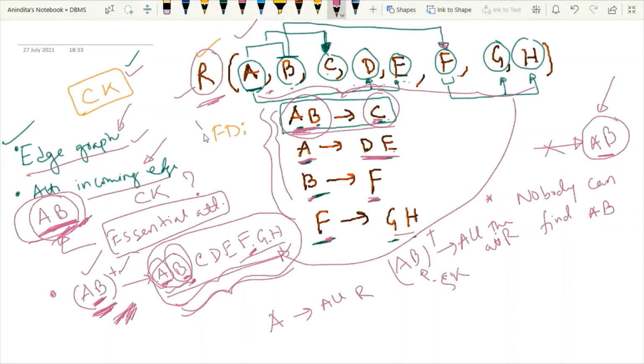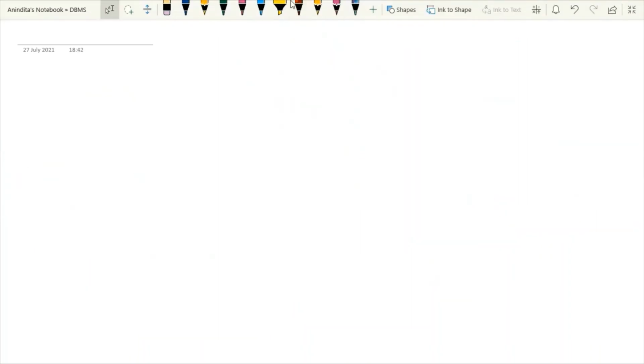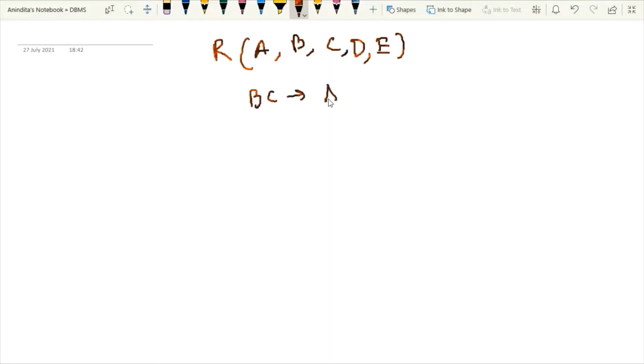But we have more complexity. So we will increase one level of complexity because this question is also very important. Now, consider case number 2. There is a relation again, it is given. Again, some functional dependencies are also given. Again, the same question is asked, which one is your candidate key?